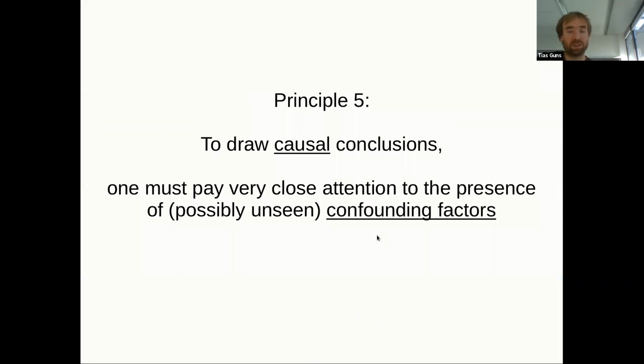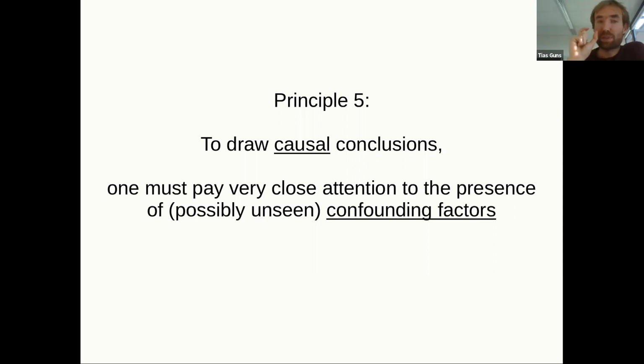All right, principle 5, I'm nearing the end of the principles here, is that to draw causal conclusions, you have to pay very close attention to the presence of unseen confounding factors. What does this mean? Well, if a method is able to classify something, for example, to say that it's a fish or not a fish, it's very tempting for us to try to understand what the classifier is doing. For example, if this is a linear function, to look at the weights of this linear function and to conclude that, if the light reflection is very high, then it's more likely to be this type of fish, okay?